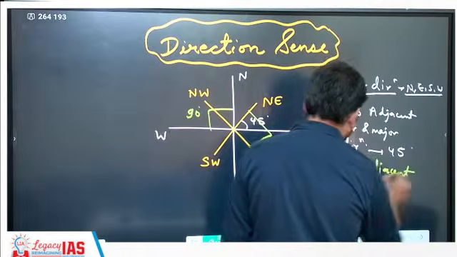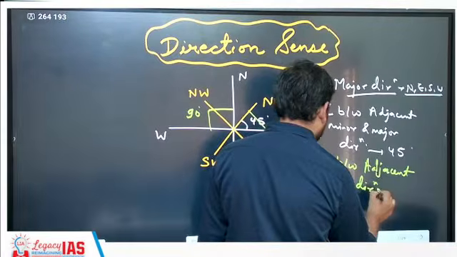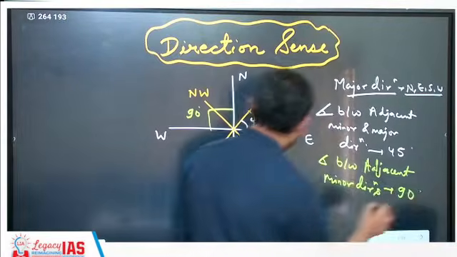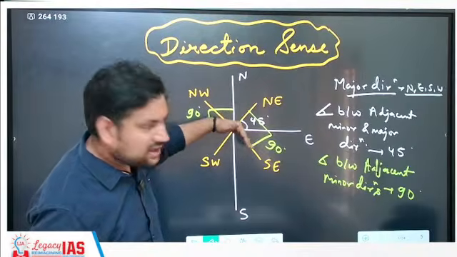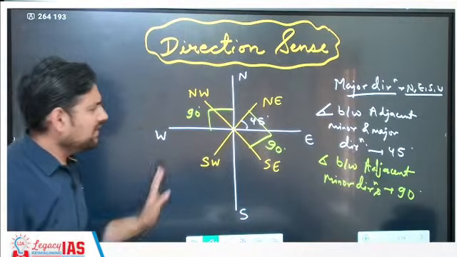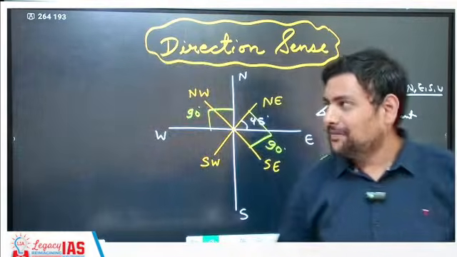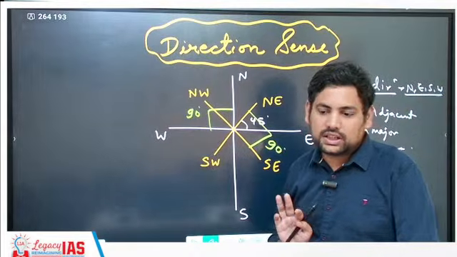So the angle between any two adjacent minor directions is 90 degrees. Adjacent means next to each other, that is, here and just the next one. So northeast and southeast, the angle is 90 degrees. Most people already know this. So these are our four main directions and the four minor directions.